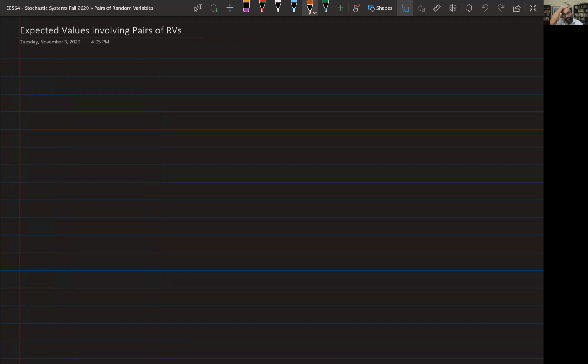So the next section we're going to talk about is expected values involving pairs of random variables, right? So the definition I have for you is, now you have two random variables, x and y. What is the expectation of a function of both random variables? There's a function g, which takes as input not one variable but two variables, the variable x and the variable y. What do you think the expectation should be? I mean, what is it defined as?